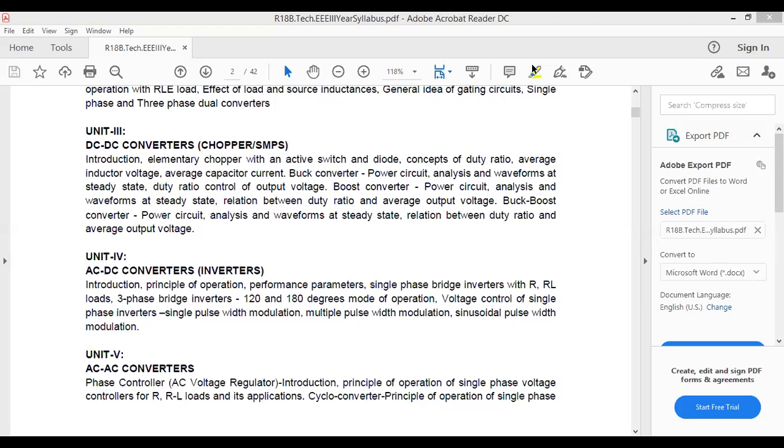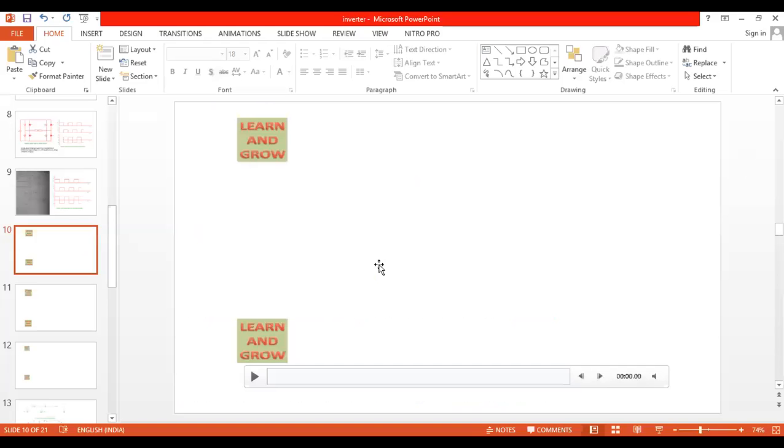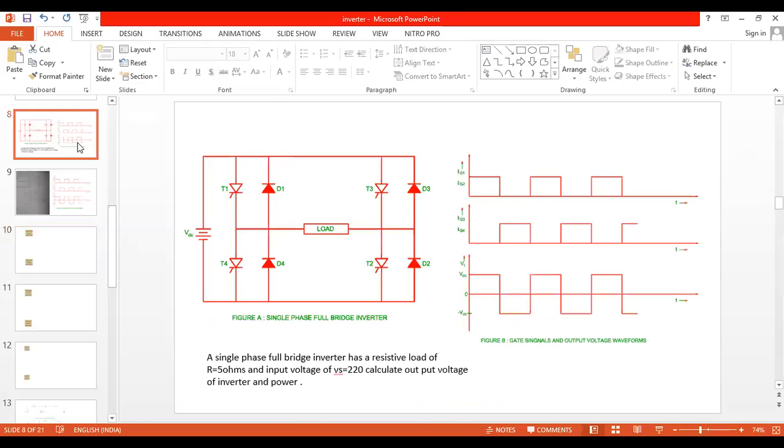Let me share the new slide. Now, let us move to the bridge inverter. The bridge inverter circuit, as I mentioned, is the most commercial inverter.